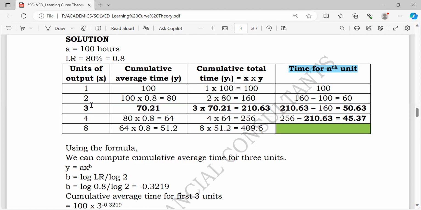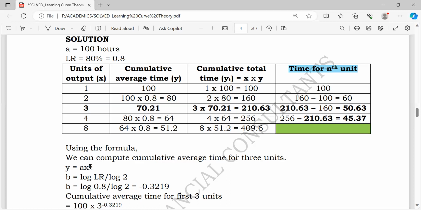Now, time for the third unit would be total time for 3 units minus total time for 2 units. We have total time for 2 units of 160, but unfortunately, we do not have total time for 3 units. And this is where the general formula comes into play: y equals a x power b. So how do we get that? The formula says y equals a x power b.